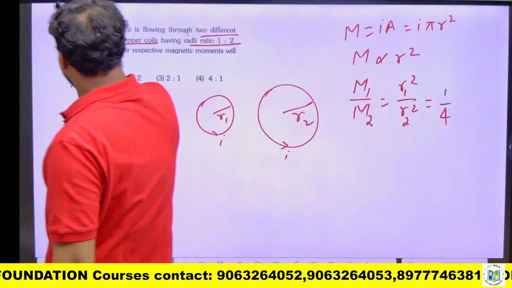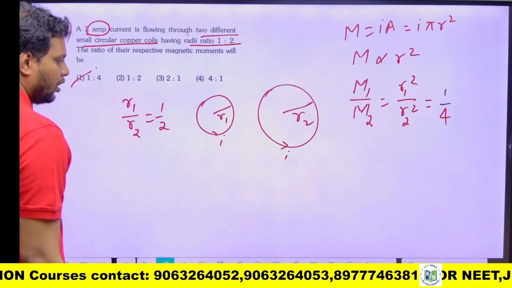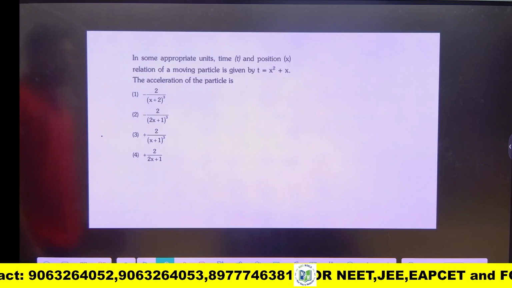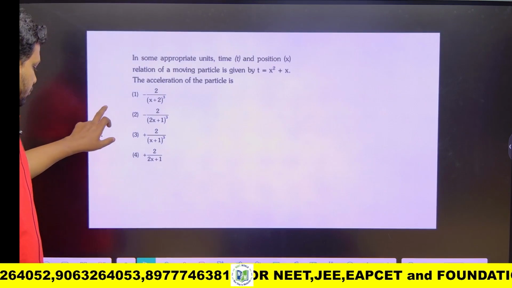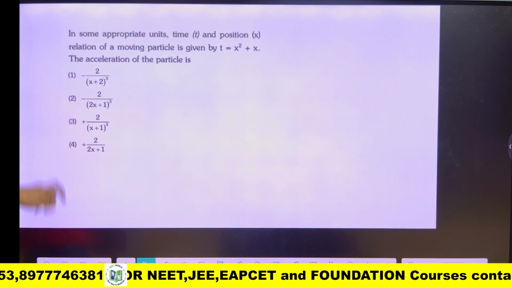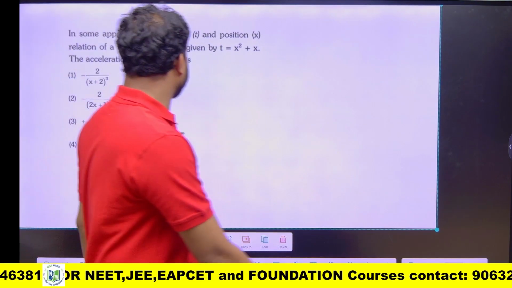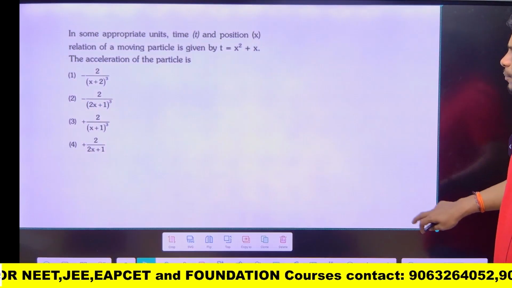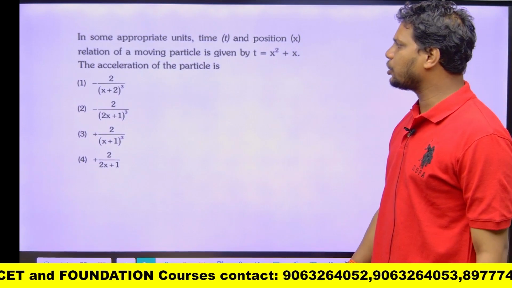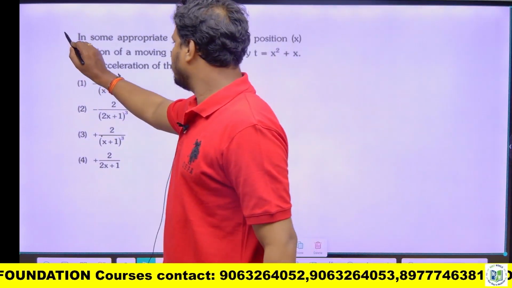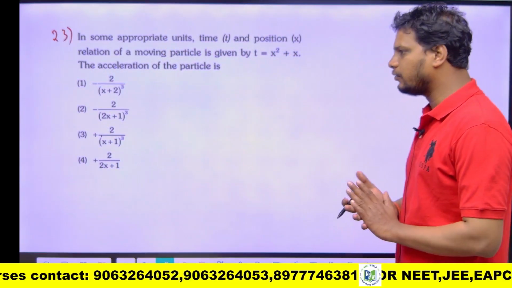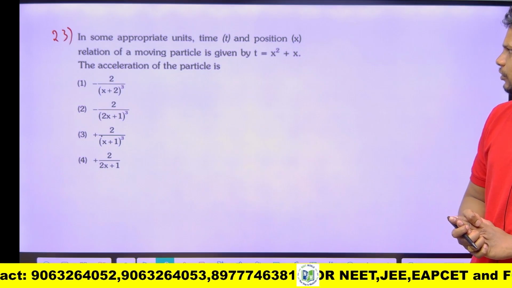So this was question number 22. And the next question, in some appropriate units, this is a problem from mechanics. In some appropriate units of time and position x, the relation of a moving particle is given by t is equal to x square plus x, then the acceleration of the particle. Now listen, this is a question from mechanics, motion in one dimension, mostly.